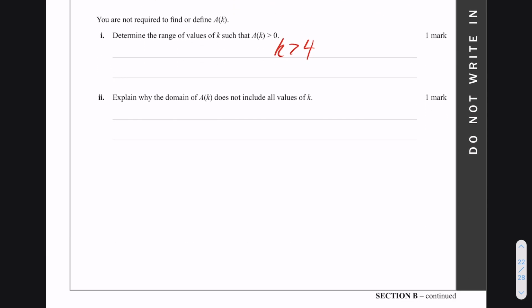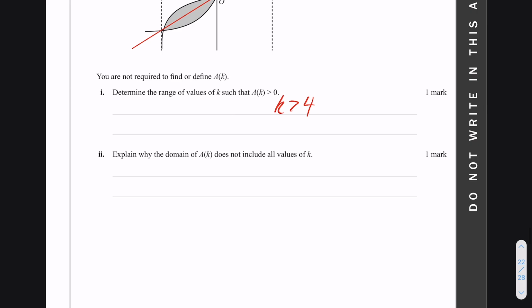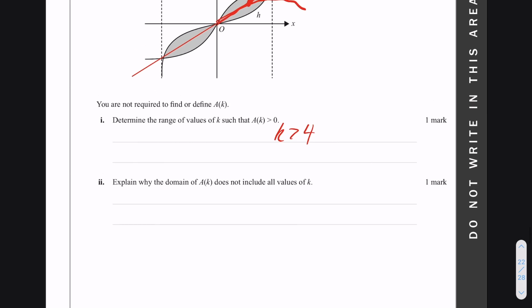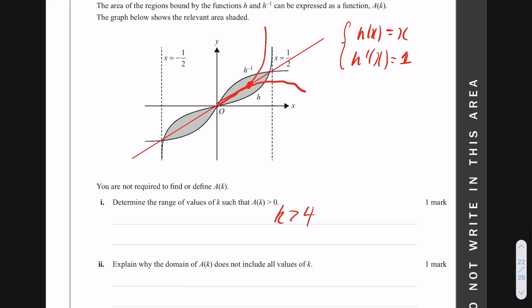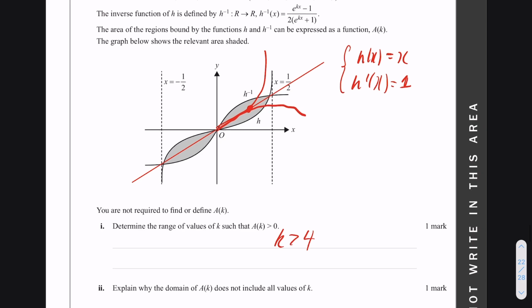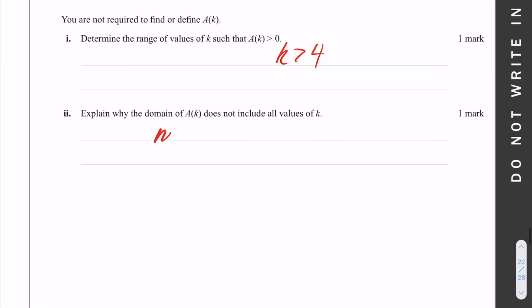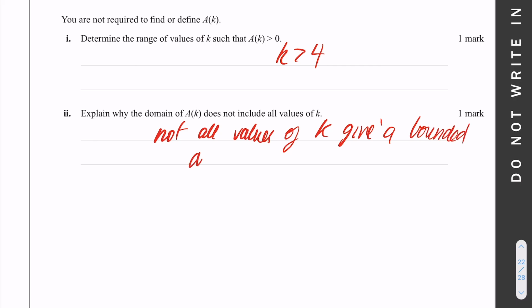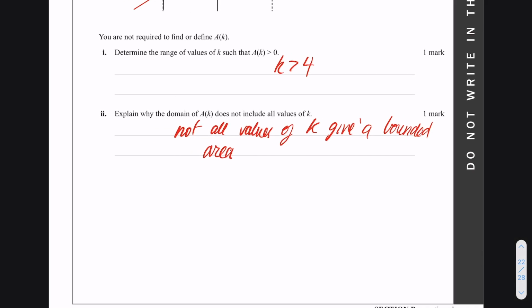Okay, explain why the domain of A of k does not include all values of k. Well, because firstly, k can't be 0 because then we have undefined. But also because not all values of k give a bounded area. So A of k won't exist for all values of k. Okay?